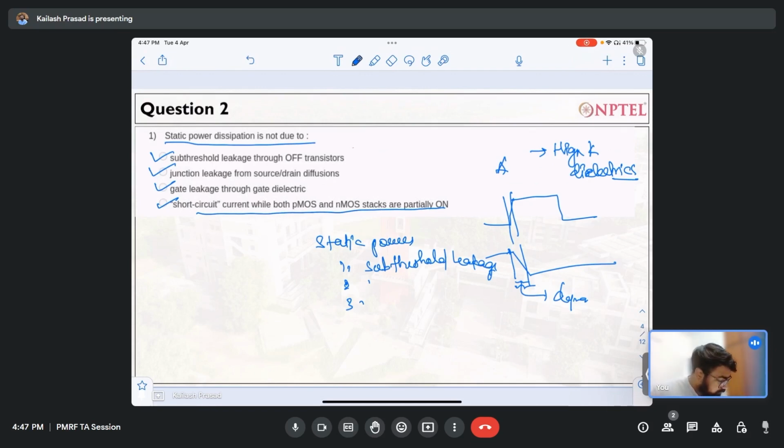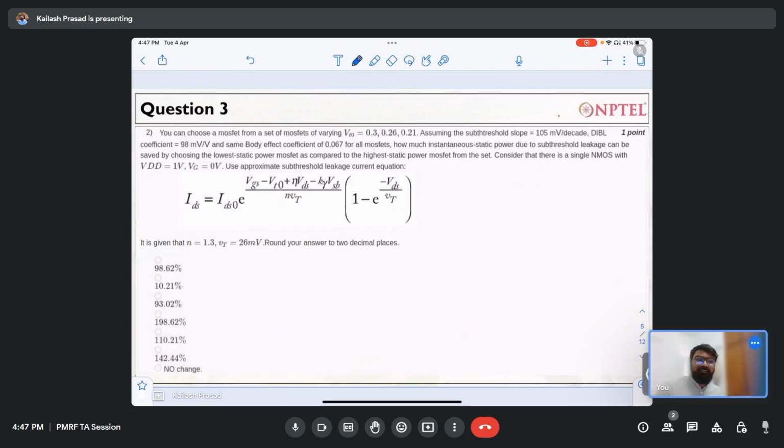Okay, so moving to the third part. I have shown you the equation of the dynamic power. Now we'll be discussing the leakage, the static power. The question states that you can choose a MOSFET from different sets of MOSFETs with varying VT0 of 0.3, 0.26 and 0.21.